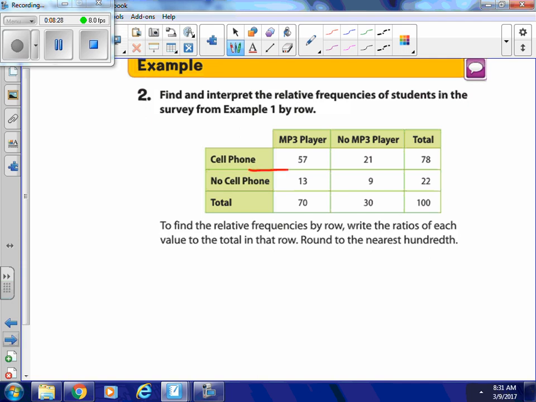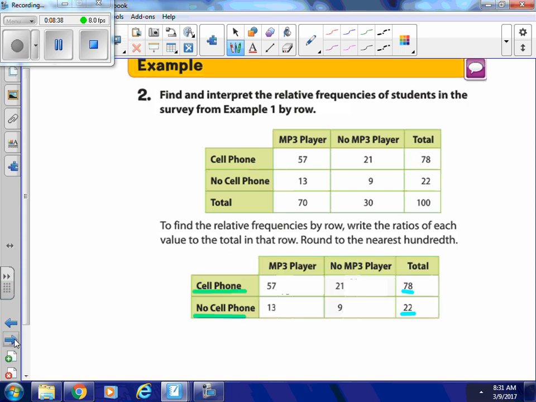So in this row right here, 78 is my total. And it's going to be my denominator for those numbers in that row. By the way, 78 out of 78, that's everything. That's one whole. Now let's look at this row. My total in this row was 78. So my 78 is going to be the denominator, 57 over 78. When I turn that into a decimal, I get 0.73, also known as 73%.